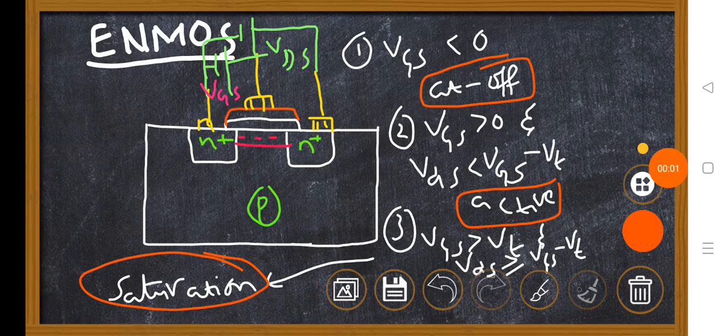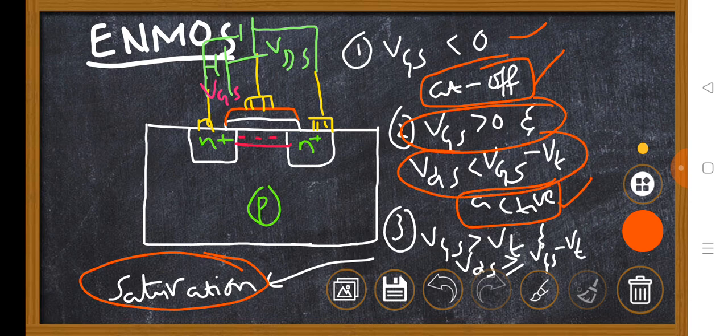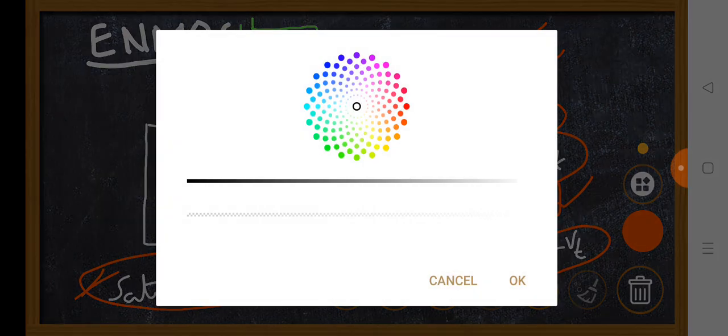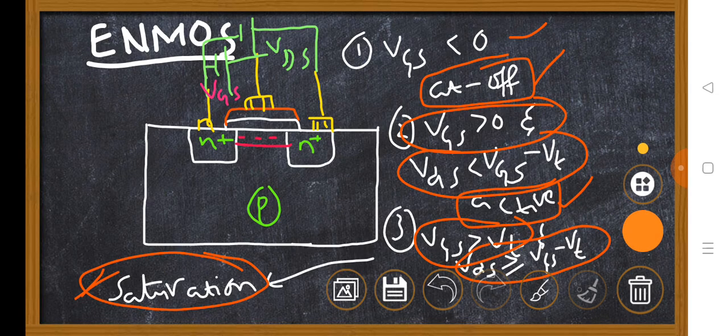Welcome back. In the last class, we have seen the characteristics of enhancement mode NMOS transistor along with its working and operation. That means we have discussed the three conditions in the NMOS enhancement mode transistor. The first condition is whenever VGS is less than 0, it is a cutoff region. Whenever VGS is greater than 0 and VDS is less than VGS minus VT, it is an active region. And whenever VGS is greater than VT and VDS is greater than or equal to VGS minus VT, it is a saturation region.